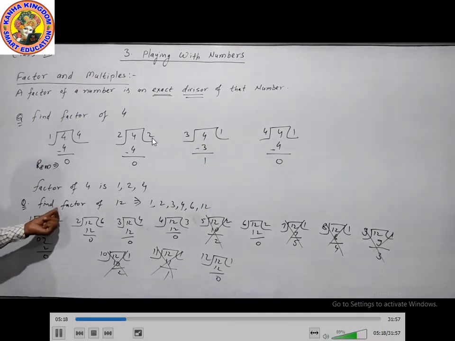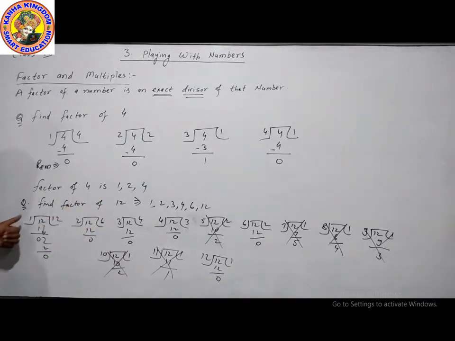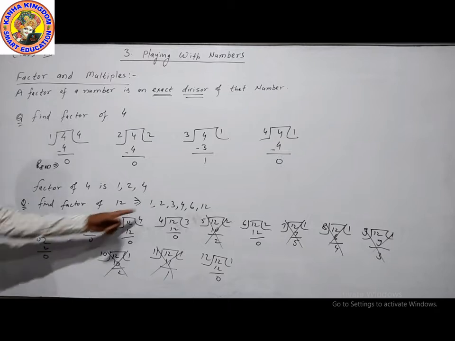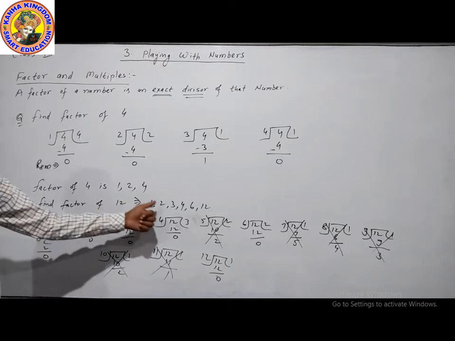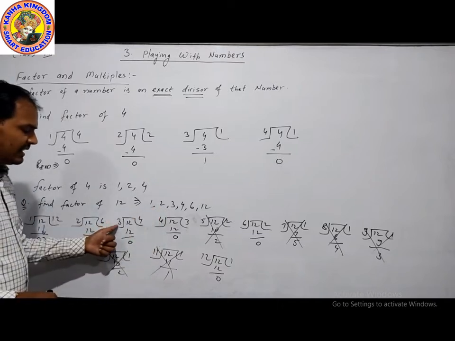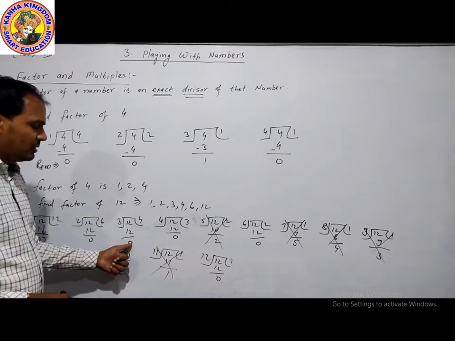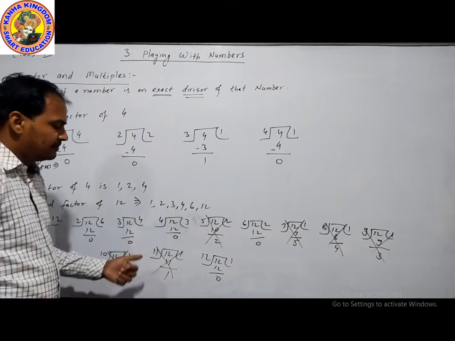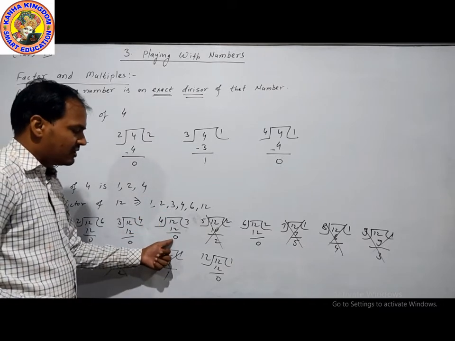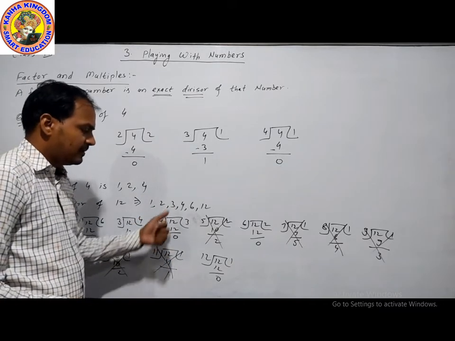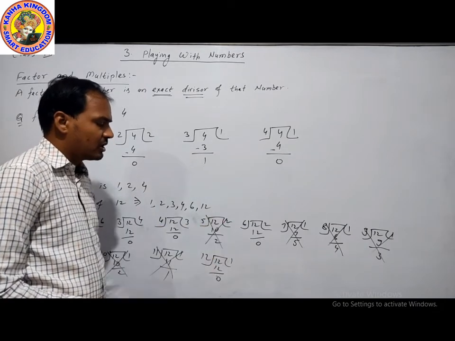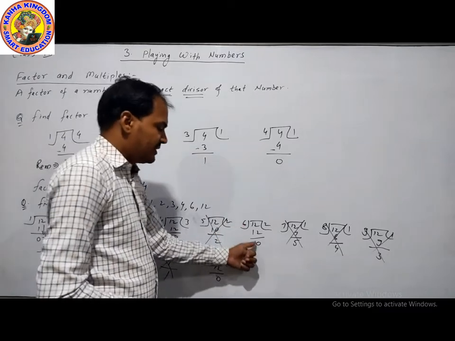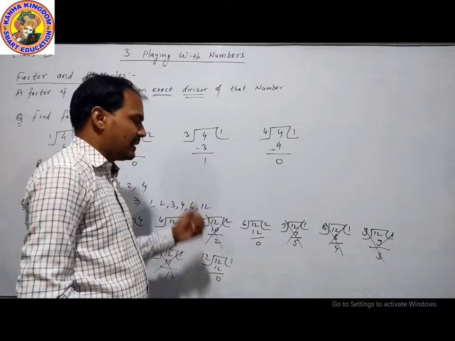Another example, find the factors of 12. First of all, 1: 12 times 1, remainder is 0. So 1 is a factor. By dividing by 2, 6 times, remainder is 0. So 2 is a factor. By dividing by 3, 4 times, remainder is 0. So 3 is our factor. By dividing by 4, remainder is 0. So 4 is our factor. By dividing by 5, remainder is 2. So 5 is not our factor. By dividing by 6, remainder is 0. So 6 is our factor.